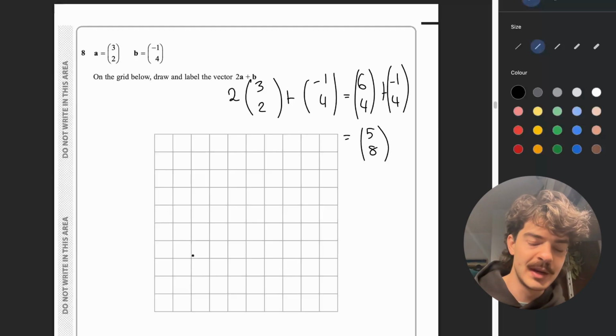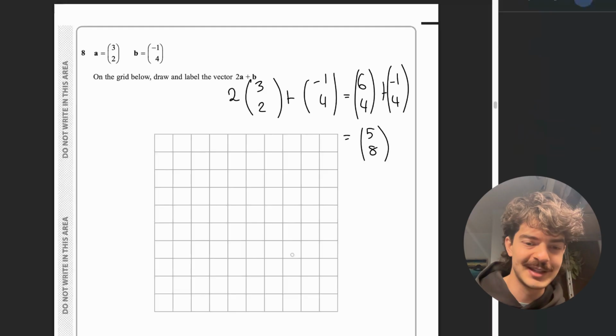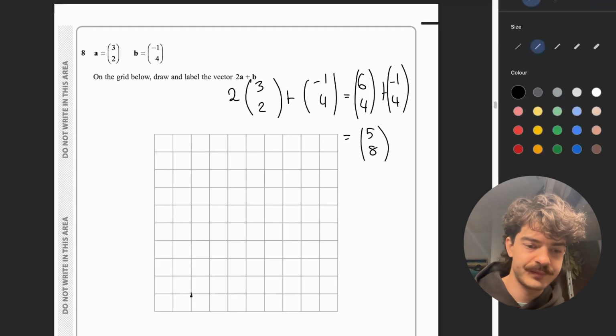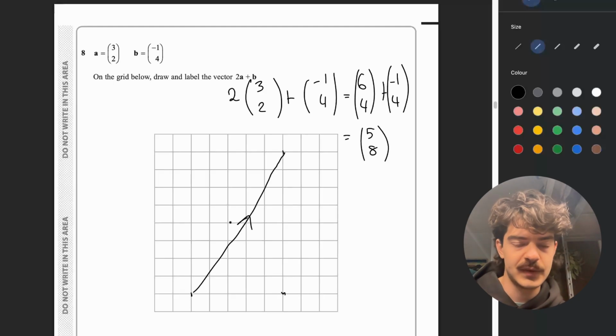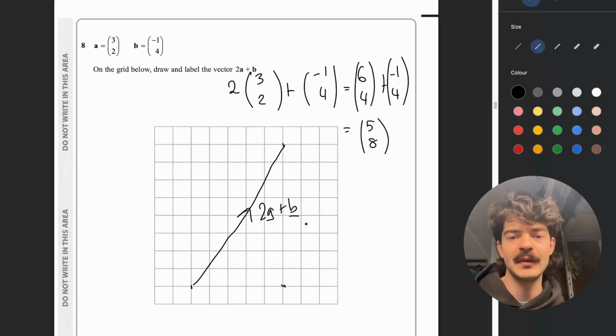That's it. So all we need to do, pick a point, go across 1, 2, 3, 4, 5. There's 5 across and up 8. 1, 2, 3, 4, 5, 6, 7. Oh, I've not given myself enough space. Let's move it down a little bit. We'll go here. 1, 2, 3, 4, 5. 1, 2, 3, 4, 5, 6, 7, 8. Perfect. So there's our vector. And that would be 2a plus b. Cool. Nice one.